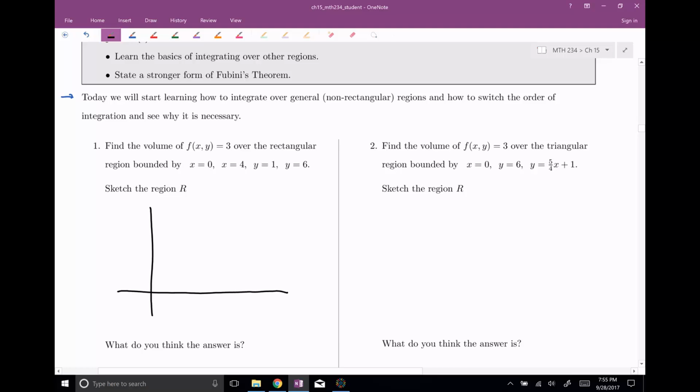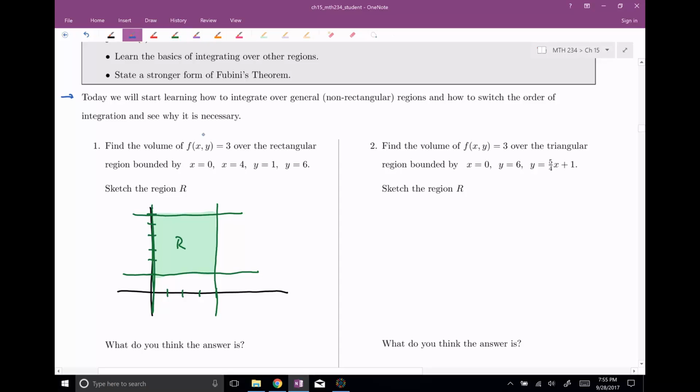The first line is x equals 0, a nice vertical line. The next one, x equals 4: 1, 2, 3, 4, again a vertical line. Then y equals 1, a nice horizontal line, and y equals 6: 2, 3, 4, 5, 6. The region bounded between these curves is the inside one right here. This is our R, the region we would be integrating over.